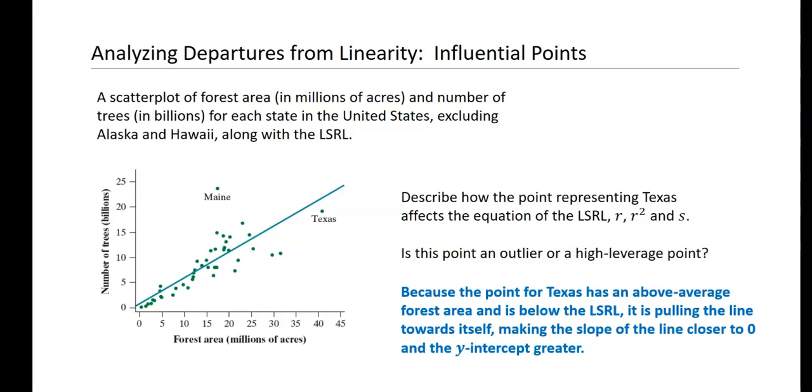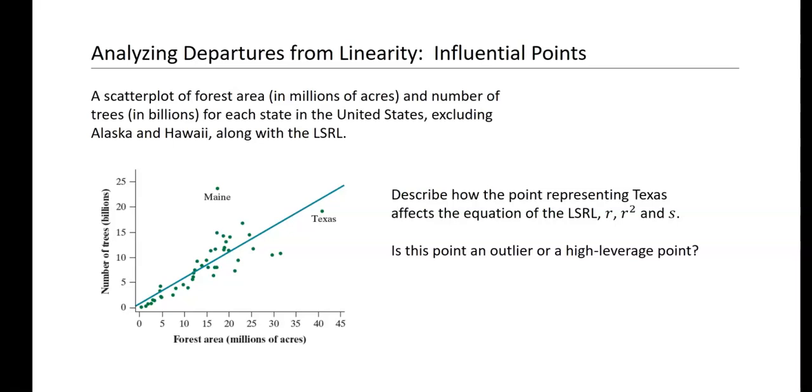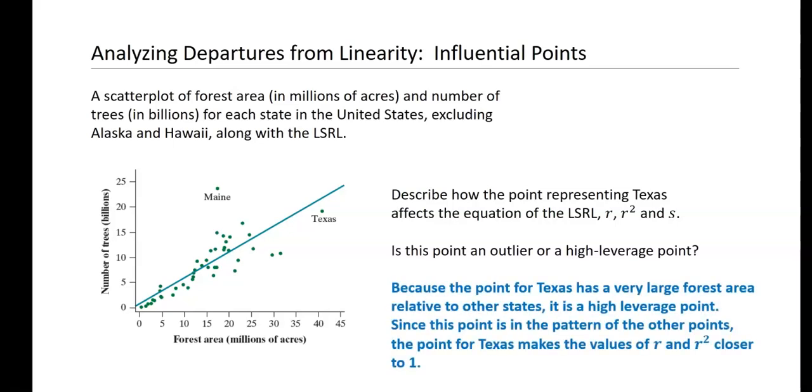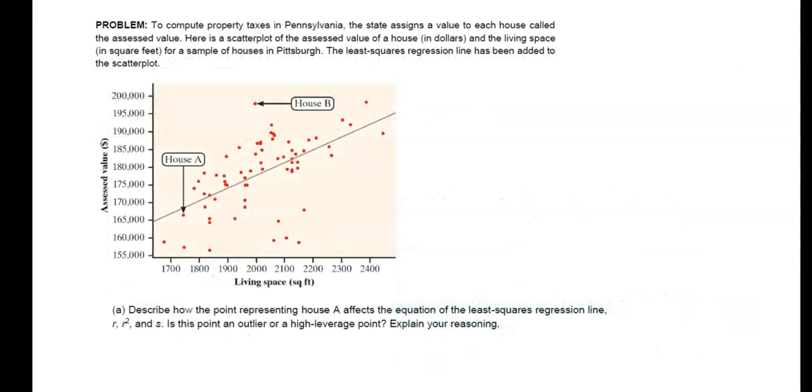It is pulling the line towards itself, making the slope of the line closer to 0, or smaller, in other words, and the y-intercept would get greater because of that. Is it a high leverage point? Yes. Since this point is in the pattern, it makes the values of R and R squared closer to 1. So it makes R and R squared a little stronger because it's a high leverage point, so it has a huge effect, and it doesn't have a large residual, so it would make it stronger.